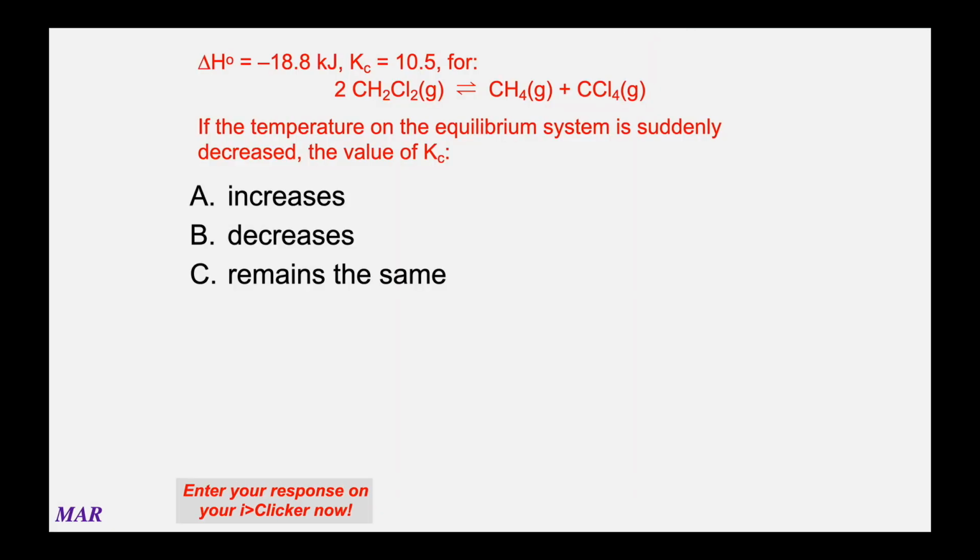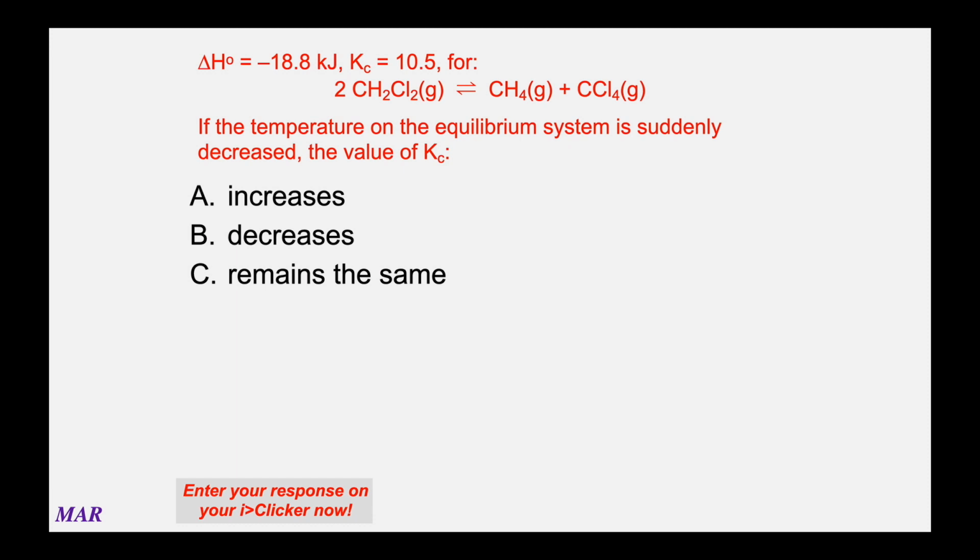Nothing you can't do. Here's a question. It's got a delta H, which is negative 18.8 kilojoules. It's got a Kc of 10.5, and there's the reaction, CH2Cl2 going to CH4 and CCl4. If the temperature on the equilibrium system is suddenly decreased, what's going to happen to K? Is it going to increase? Is it going to decrease? Or is it going to stay the same? Work on this problem on your own. I recommend pausing the video, and when you're ready to talk about the answer, you can unpause it. We'll talk about the answer. Pause the video now.